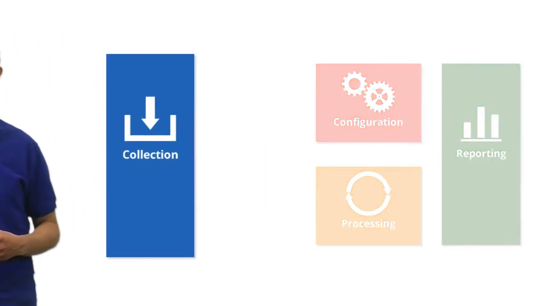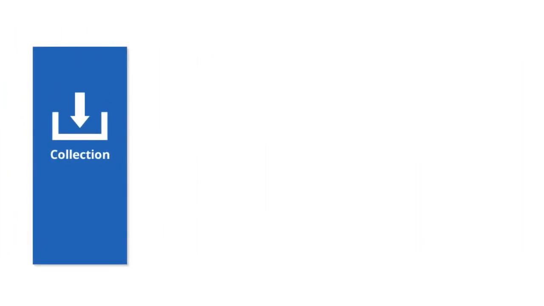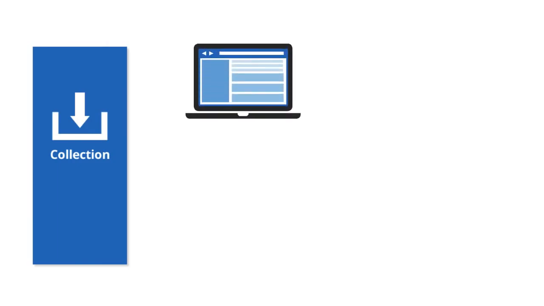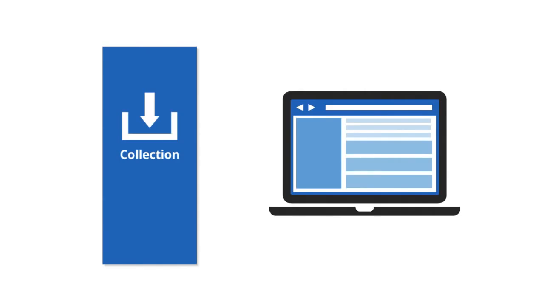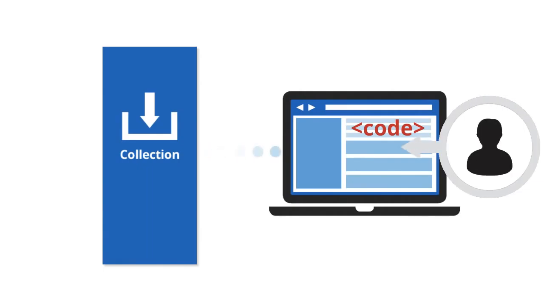Let's start with collection. You can use Google Analytics to collect user interaction data from websites, mobile applications, and really any digitally connected environment that you want to track, like a kiosk or a point-of-sale system. We'll focus on the basics of website tracking first. To track a website, Google Analytics uses a small piece of JavaScript code to collect information. You must place this piece of code on every page of the website. When a user arrives at your website, this JavaScript code will begin to collect various pieces of information about how the user engages with your site.